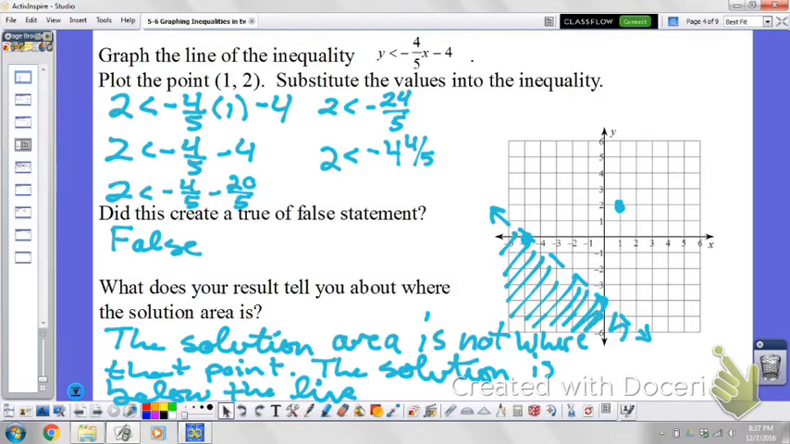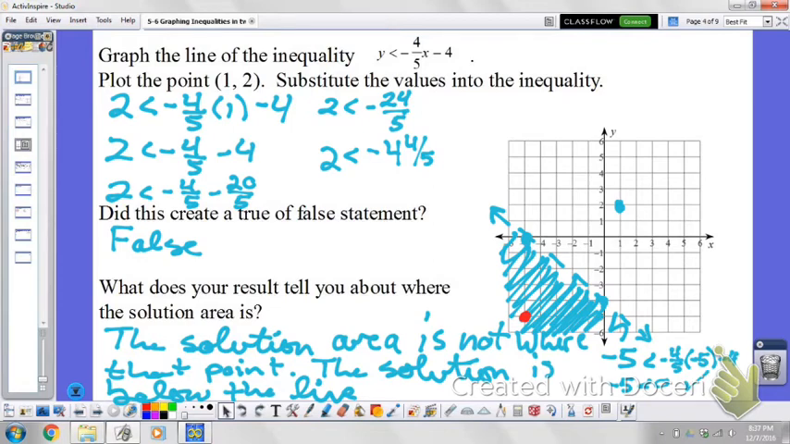Now, if we pick a point that is in the shaded region, so something like negative 5, 5, which is right around this area here. So we know that this should be in our solution area. So let's go ahead and check to make sure that does work. So negative 5, 5, that means I have negative 5 is less than negative 4 over 5 times negative 5 minus 4. And that'll end up giving me negative 5 is less than 0, which is true. So we did shade in the correct area.